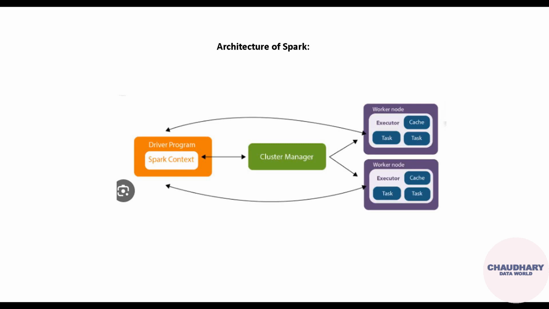Suppose you have 100 data items in your data set, and you have 5 worker nodes, that means 5 virtual machines. Most probably, or depending on the cluster manager as well, it will divide the data on a 20 basis. That means 20 data items will be provided to worker node 1, similarly to 2, then 3, and so on.